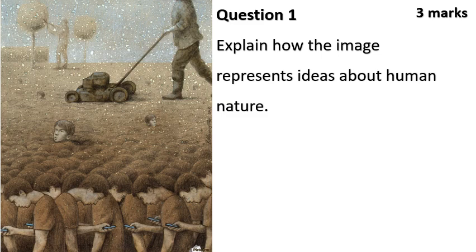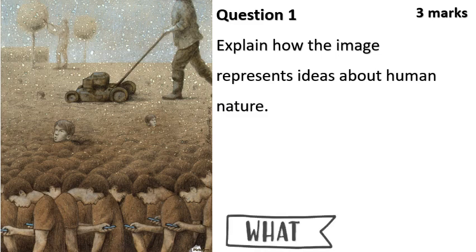So here we have question 1, and as you can see, question 1 has 3 marks. And the key word that the question is using is explain. So let's have a look at the question. Explain how the image represents ideas about human nature.